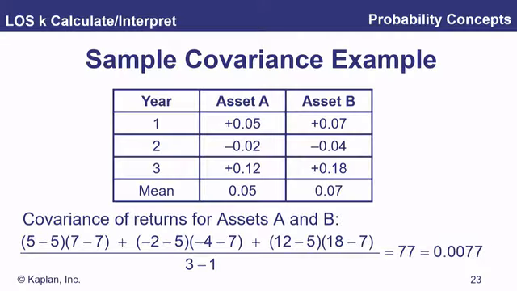Let's look at a calculation. Now this is kind of simplified here. We've only got 3 historical returns. We've got 3 for A and 3 for B. So again, we find the means, then we take the deviations from the means, and we multiply them together. So we've got 3 terms, the products of the deviations from the mean for asset A and asset B. And then we're going to divide those by n minus 1, and we get 77.